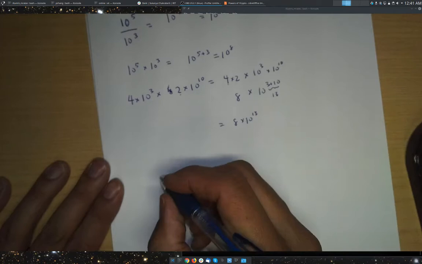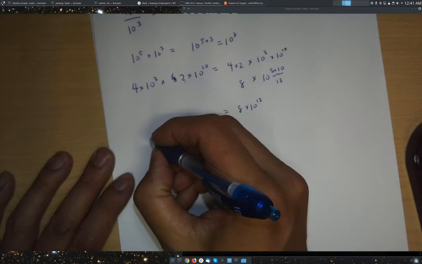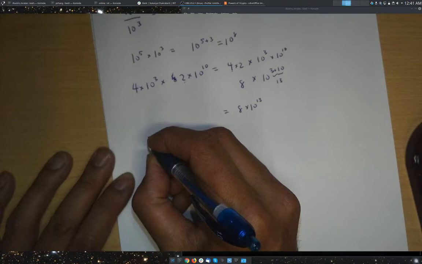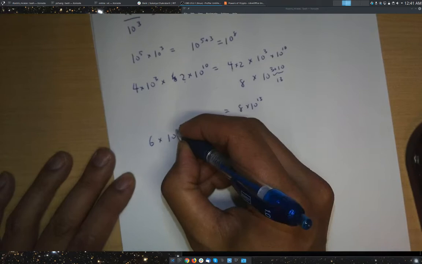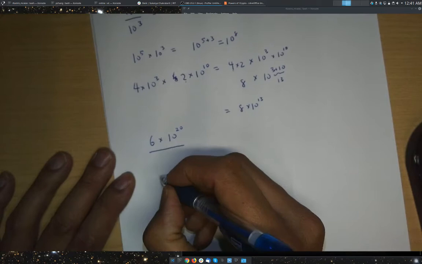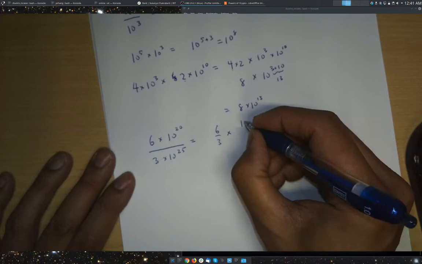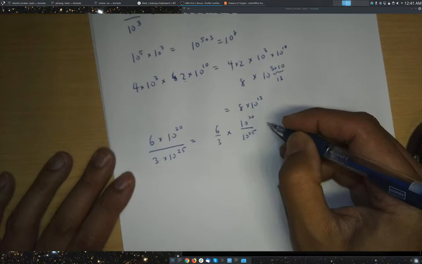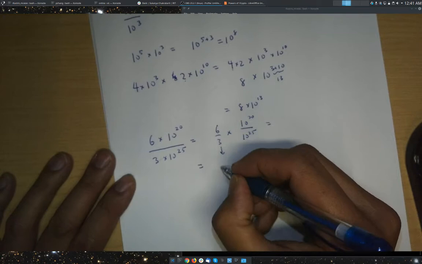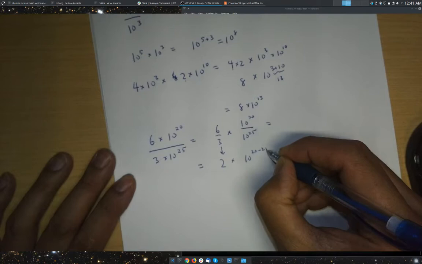So let's do some other examples. Sorry, that was an example of multiplication. Let's do an example of division. Let's try 6 times 10 to the 20, so now I'm talking about big numbers, divided by 3 times 10 to the 25. So 6 divided by 3 times 10 to the 20 divided by 10 to the 25. Let's do this carefully. 6 divided by 3 is 2, times 10 to the 20 minus 25, so 2 times 10 to the minus 5.